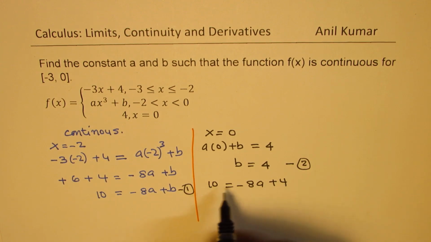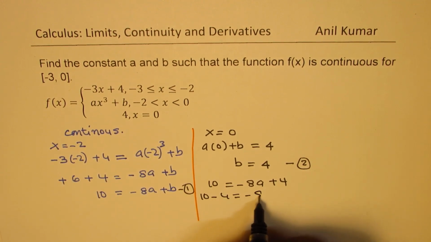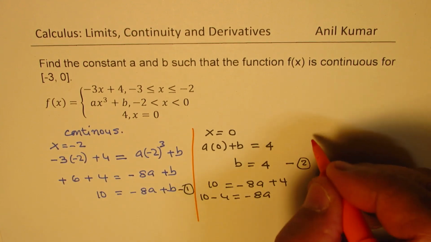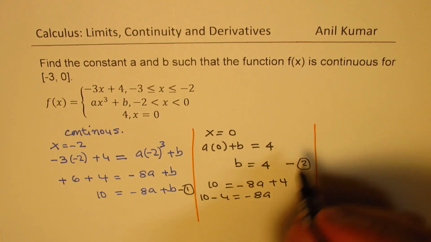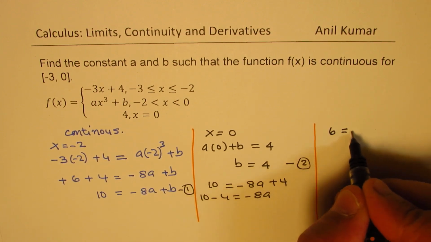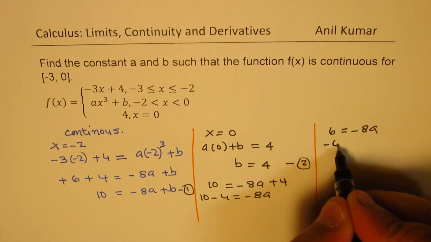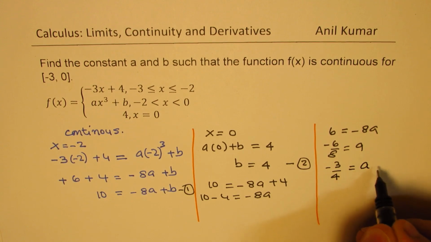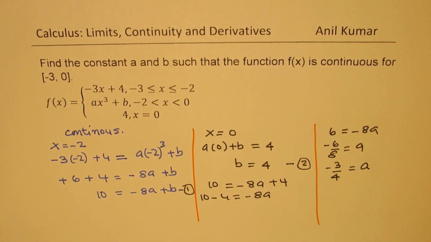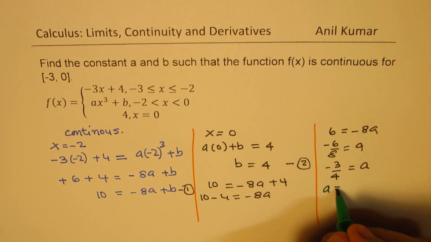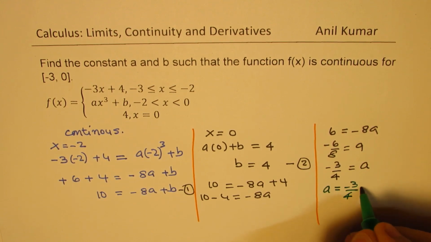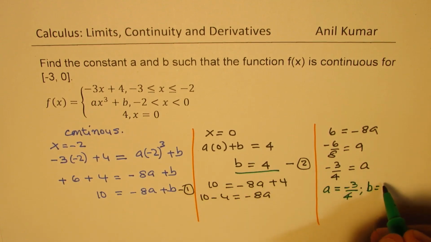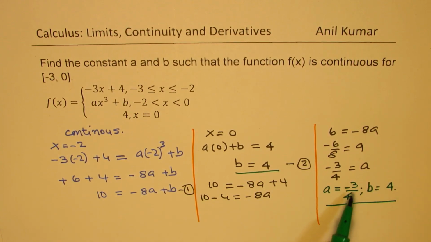Taking 4 on this side, we get 10 minus 4 equals minus 8a. Let's solve it on the left side. We get 6 equals minus 8a, or minus 6 over 8 is equal to a, which is clearly minus 3 over 4, right? So we get the value of a. The answer for us is a equals minus 3 over 4 and b equals 4. So if a equals minus 3 over 4 and b equals 4, then the function is continuous. I hope that's absolutely clear.